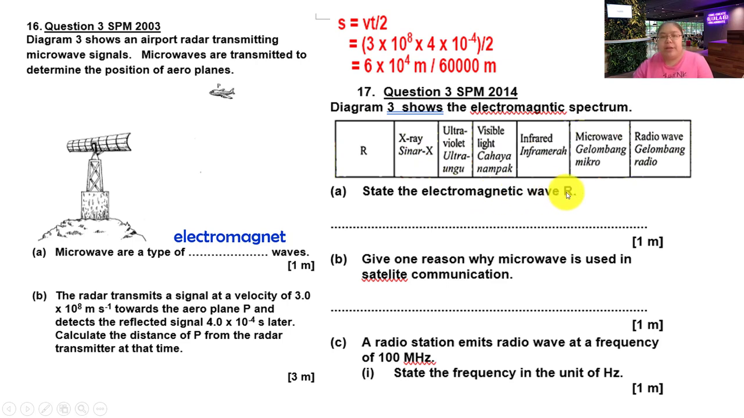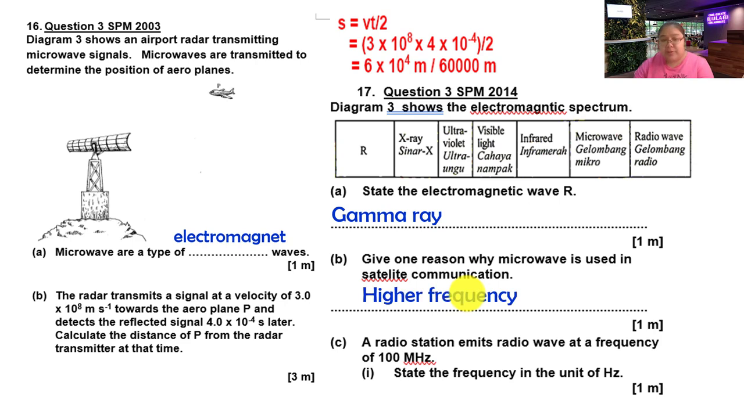Okay, this one is the spectrum arrangement. And remember, I call you to memorize. The R is the highest frequency, so the R should be gamma ray. Then they give the reason why the microwave is used for satellite communication: microwave is better than radio.